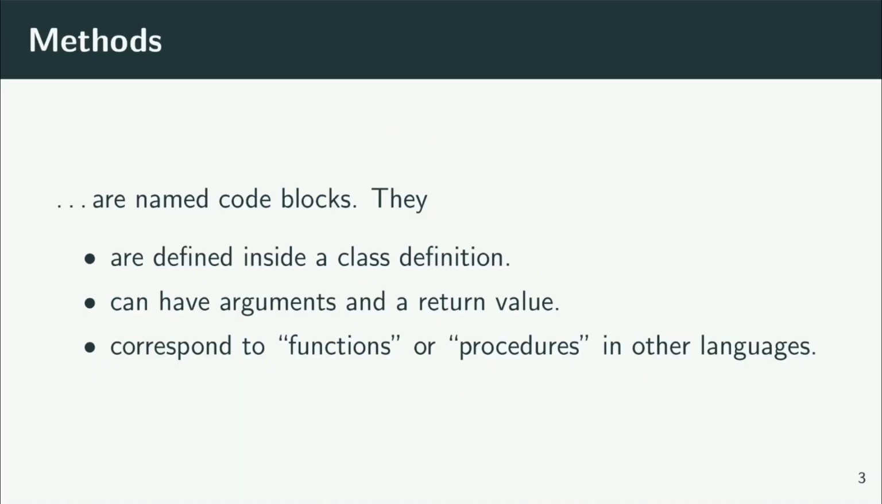You should think of methods simply as named code blocks. They are defined within some class definition, and they have arguments and they have a return value. These correspond to functions or procedures in other languages. One thing I want to mention here is that the return value need not exist. So there's a special keyword called void that simply indicates that the function is not expected to return anything.